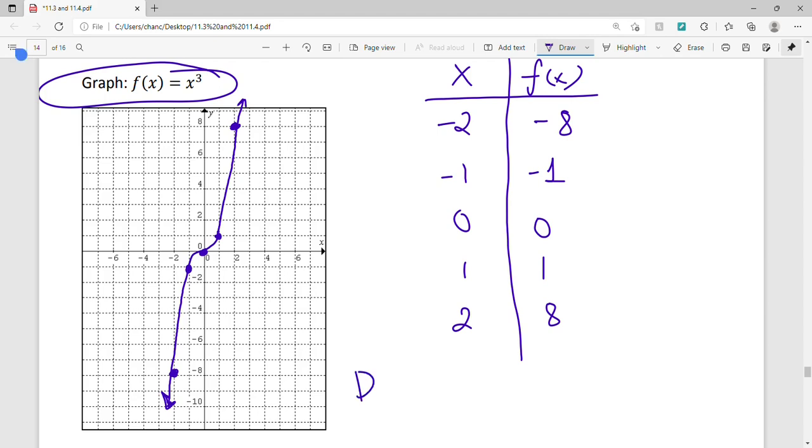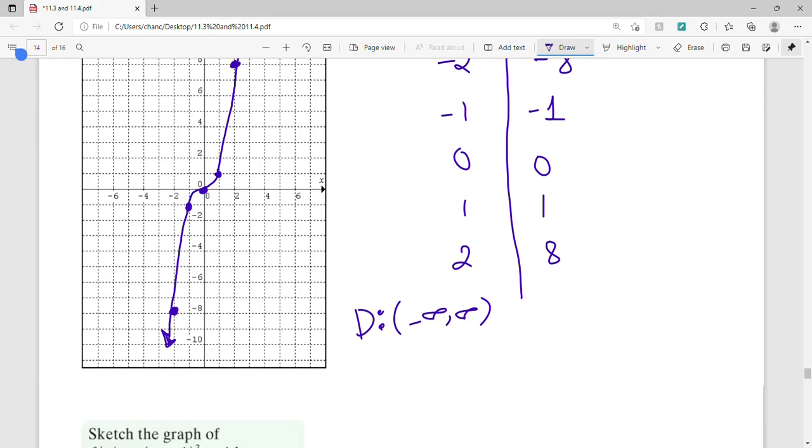The domain for this is -infinity to infinity because it goes to the left forever, to the right forever. And the range is also the same because it goes down forever and up forever. The domain and range for the cubic function is always the same. It's -infinity to infinity for both cases.